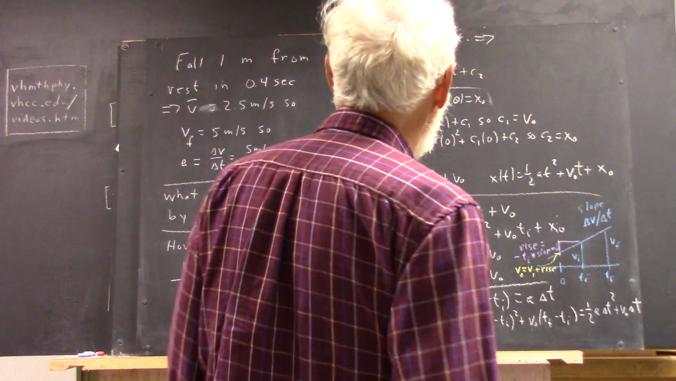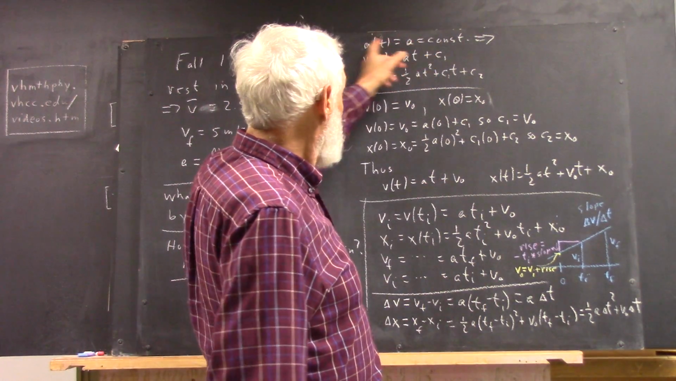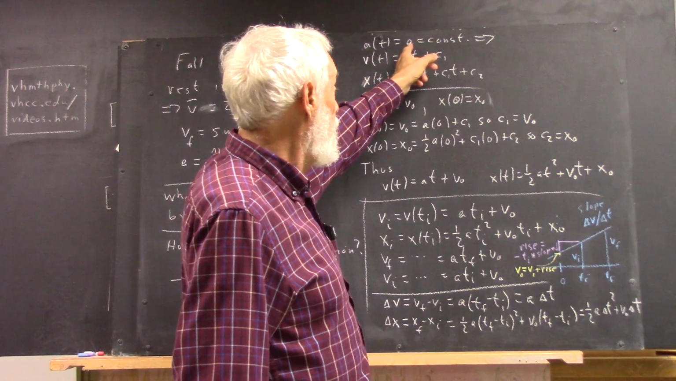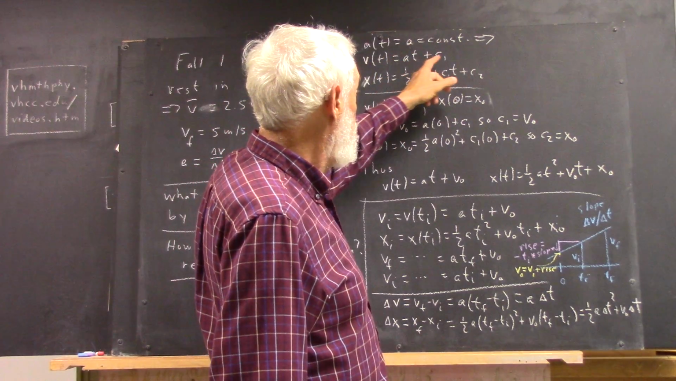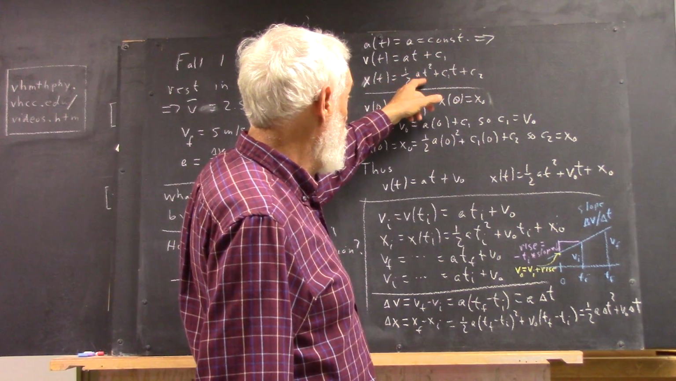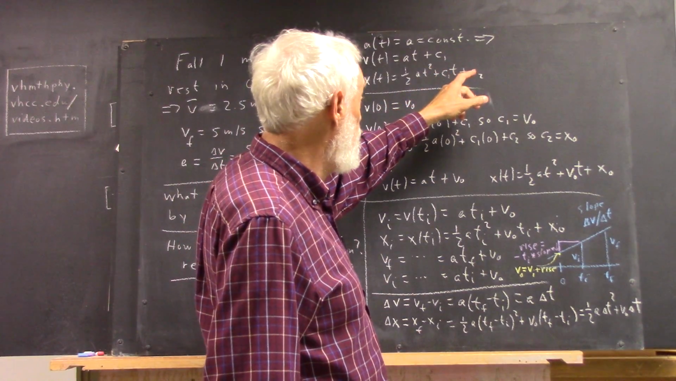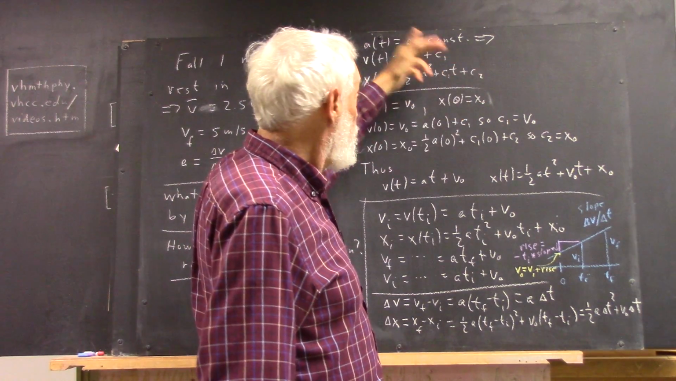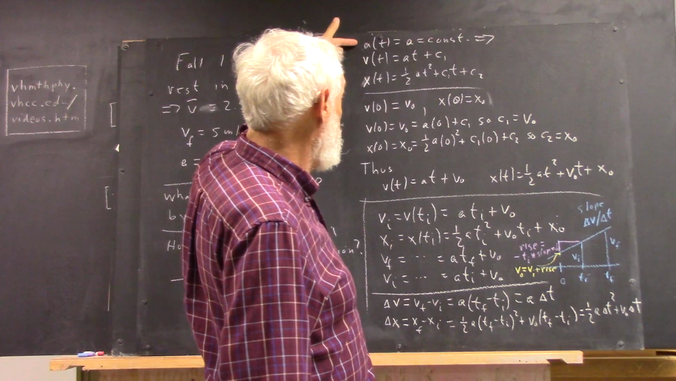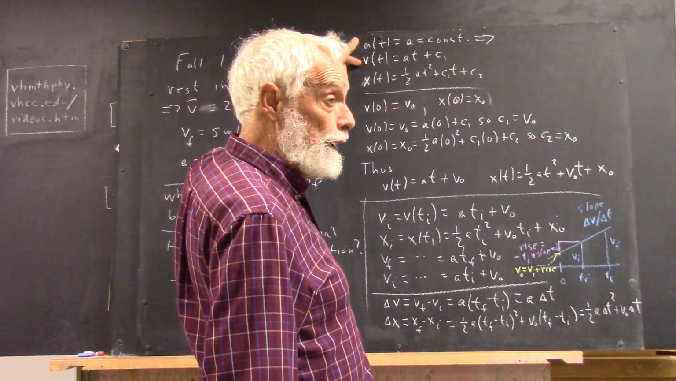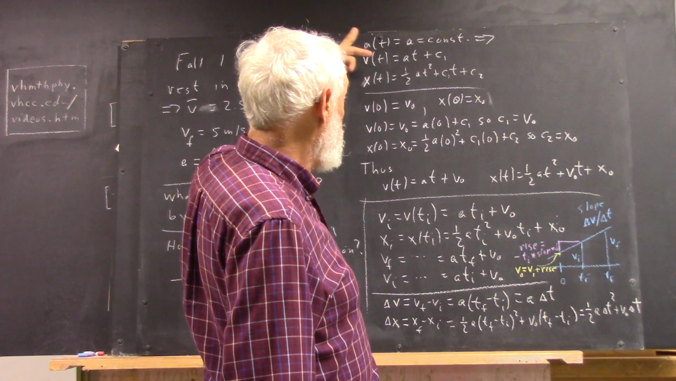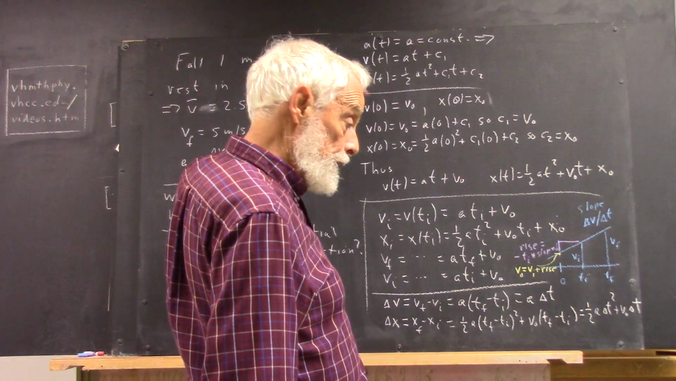Okay, now, we know that if acceleration is constant a, then the velocity is v(t) = at + c1, and x(t) is 1/2 at squared plus c1t plus c2. The c1 being the integration constant from when you go from acceleration to velocity, the c2 being the integration constant when you integrate the velocity.